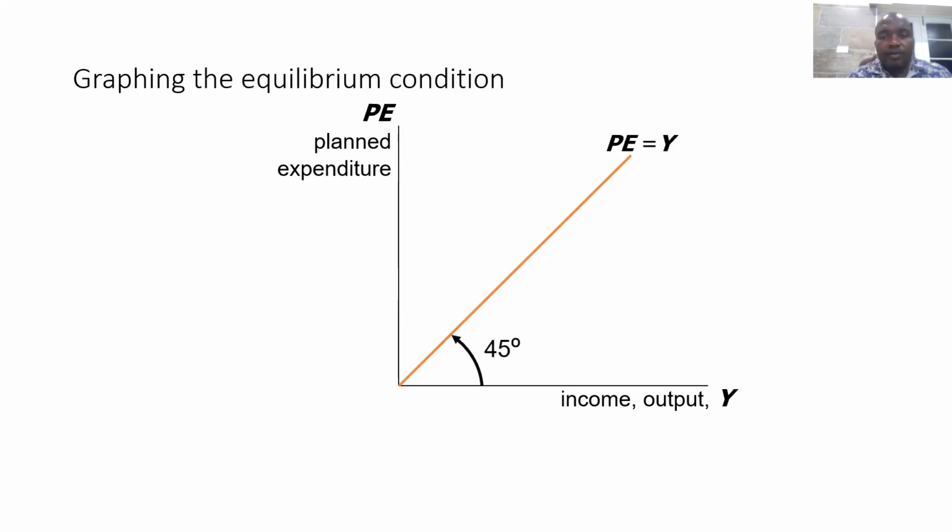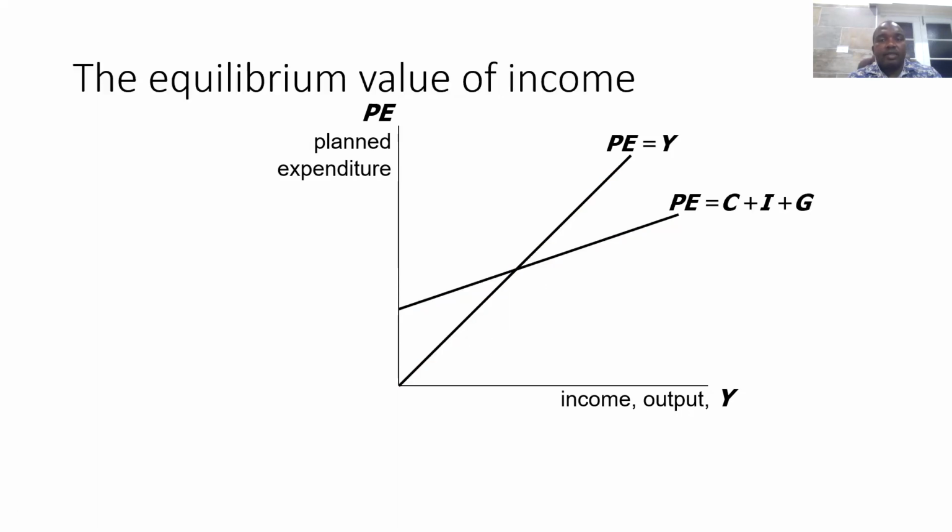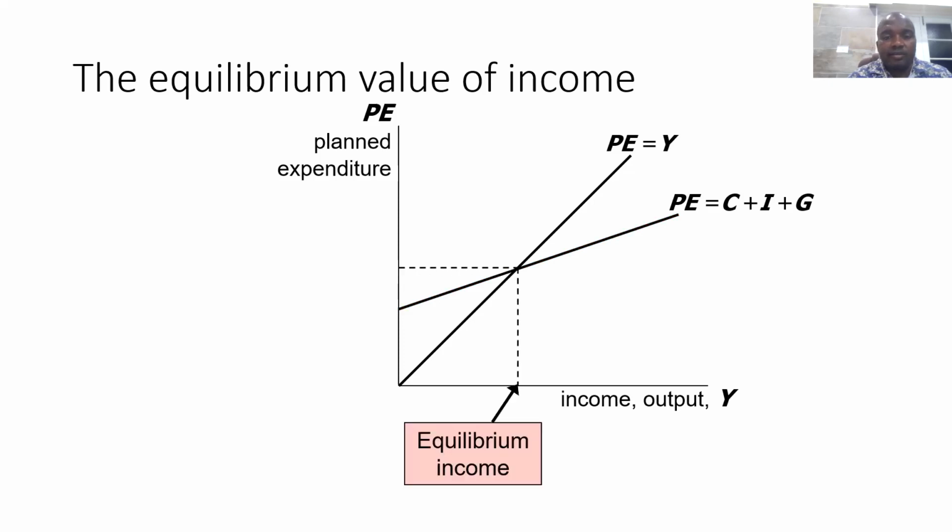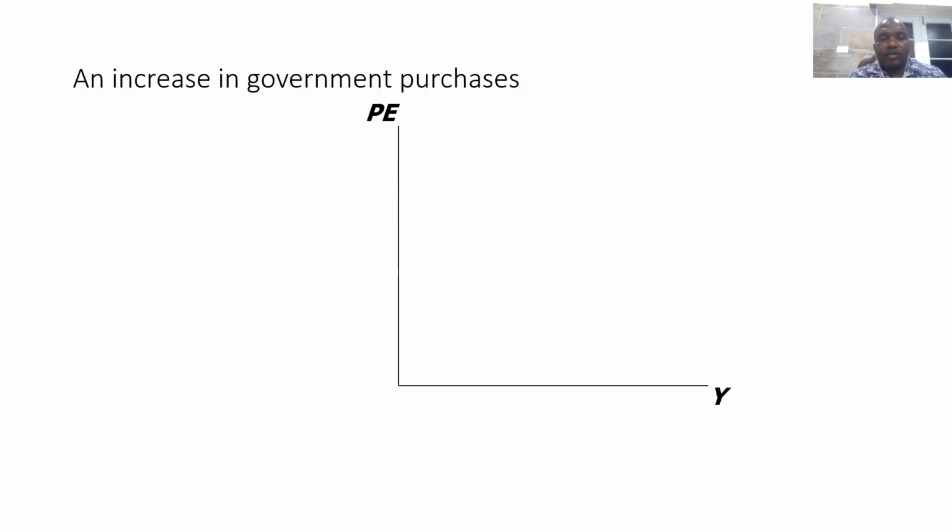If we draw the 45 degree line, along this line planned expenditure is equal to the real level of national income. At the intersection of the 45 degree line and the planned expenditure function, which is our aggregate expenditure function, we attain the equilibrium level of national income, as shown on the diagram.